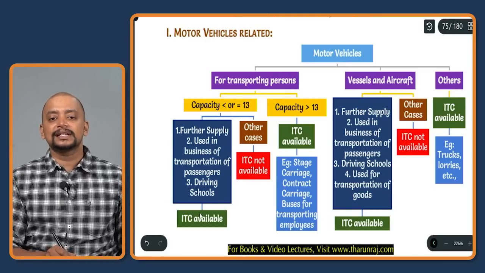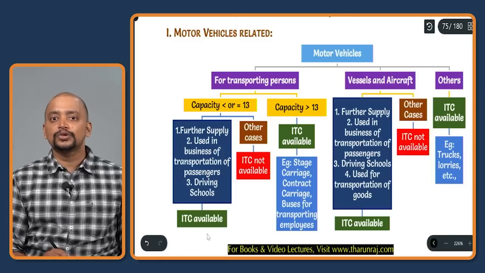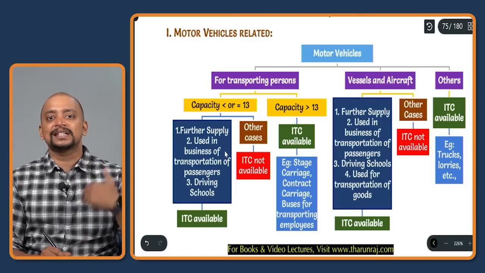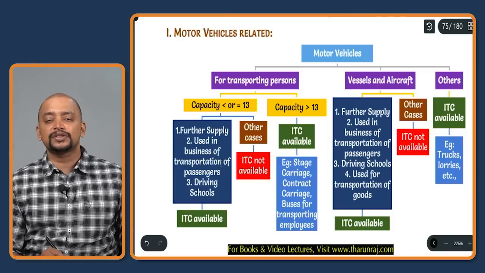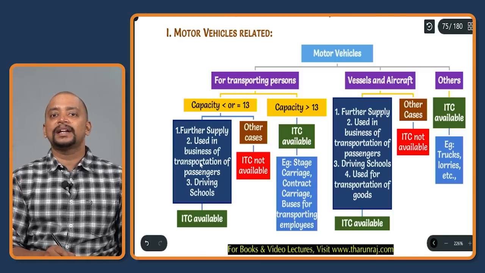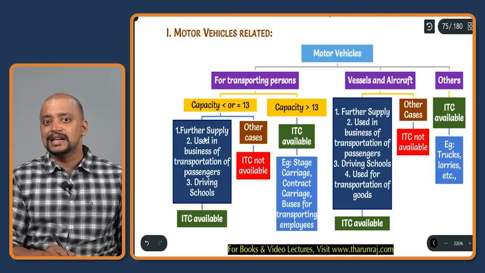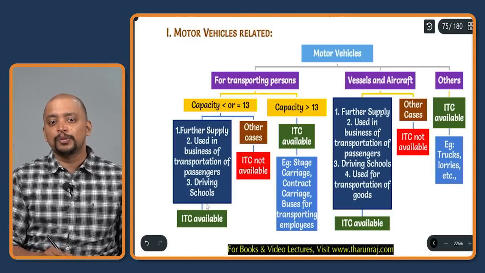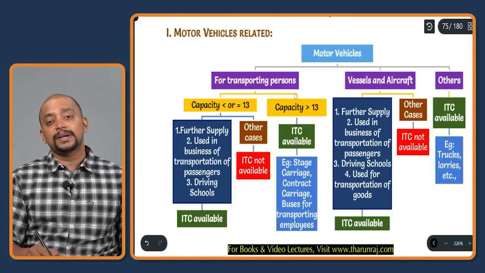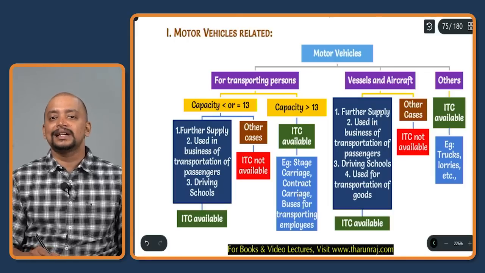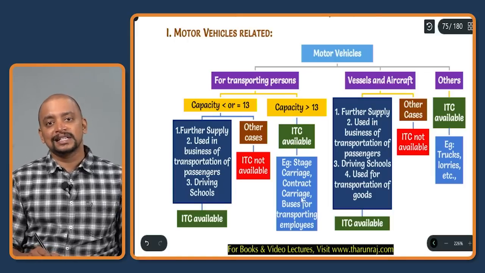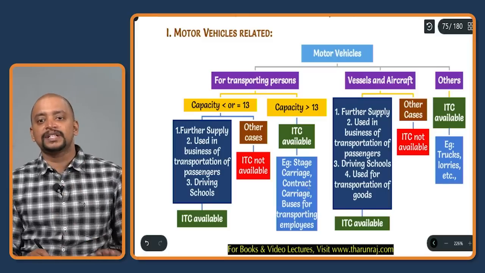However, in these three cases, ITC is available. Exceptions. What are those three exceptions? If it is used for further supply, purchase and sale, or purchase and renting, or if it is used in the business of transportation of passengers or imparting motor driving skills. In these three cases, even though the capacity does not exceed 13, which is a block credit, as an exception to the block credit, ITC is available. What if the capacity exceeds 13? ITC is available, sorry, it is not a block credit, ITC is available. That is not a block credit, ITC is always available.